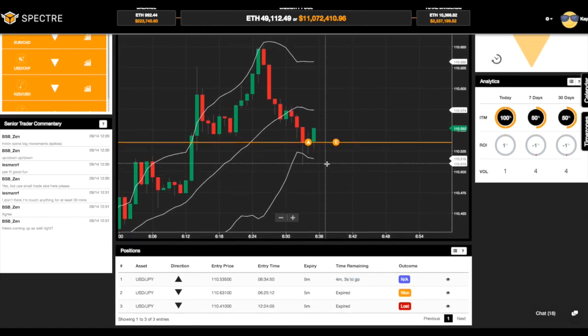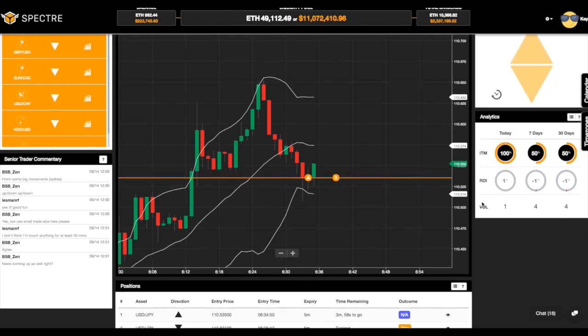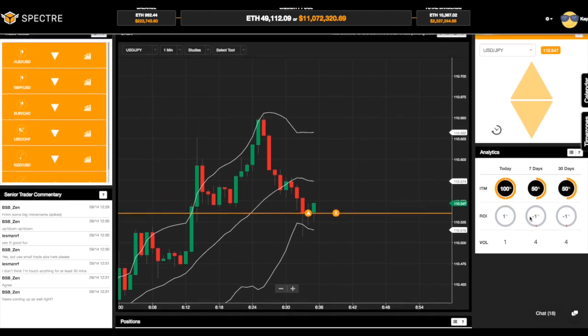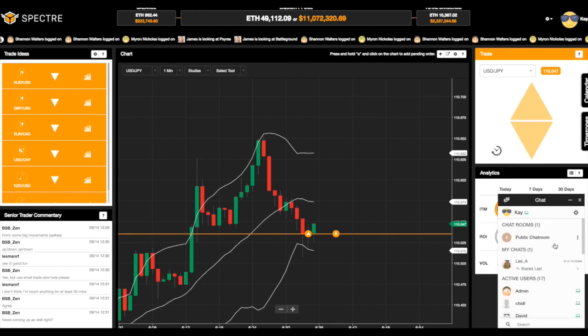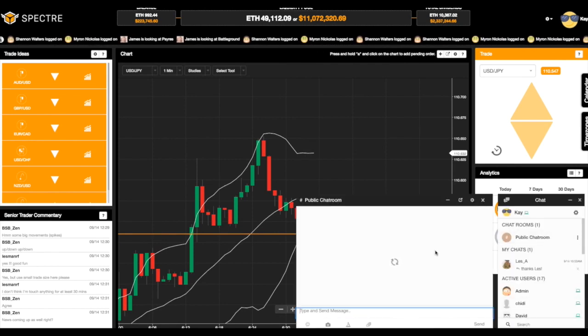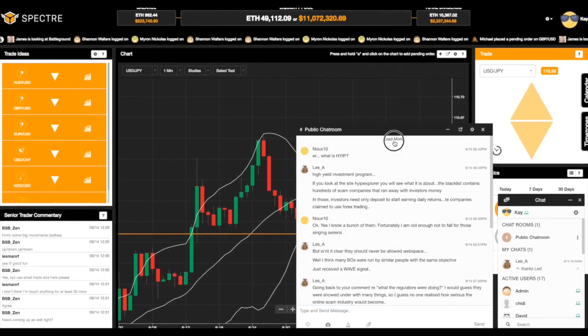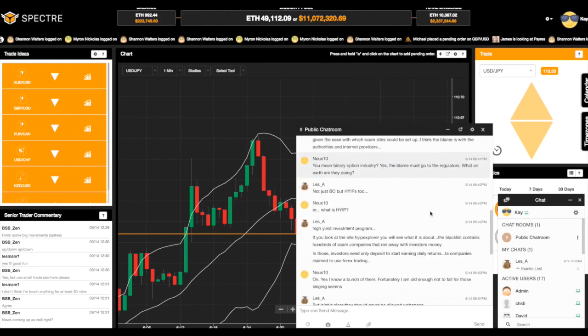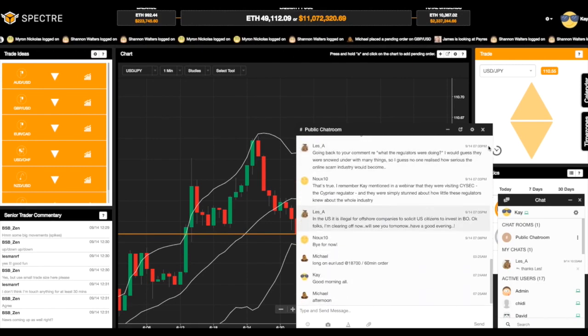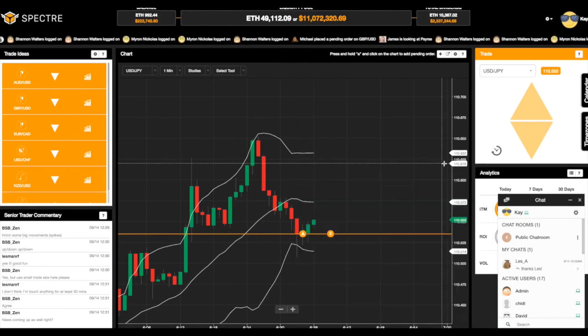Remember, it's a 75% payout in this instance. Sometimes you're going to get a higher payout. This depends on the market conditions. The algorithm is calculating that. Of course, let's see what the other traders are doing. You can also chat with other traders, and discuss a range of technical and fundamental topics related to trading and cryptos and all the things.